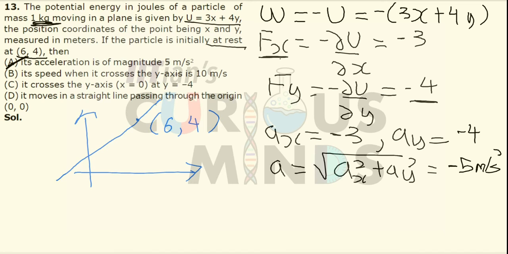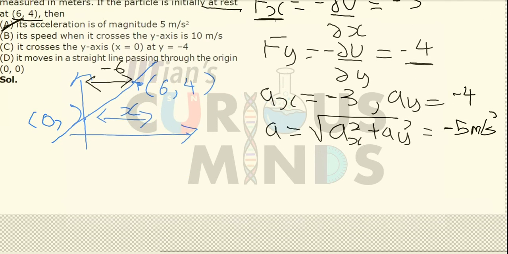Now let us see, when it crosses the y-axis, what is the x coordinate and what is the y coordinate. When the particle crosses the y-axis, I do not know the y coordinate because I do not know this difference, but I do know the x coordinate. The displacement is minus 6. When it reaches this point, the x coordinate will be equal to 0. So the total displacement in the x-axis, from 6 to 0, will be equal to minus 6.